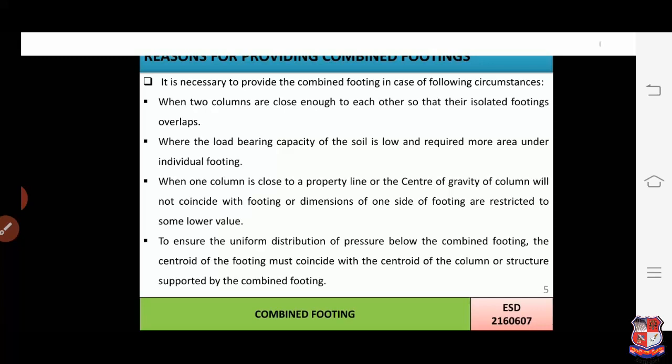And the last one, to ensure the uniform distribution of pressure below the combined footing, the centroid of footing must coincide with the centroid, or we can say CG, of the column or structure supported by the combined footing. Means in simple words, when we transfer the load from top to bottom, the CG of the load, that is from the superstructure, should meet the CG of the bottom support, that is footing. Okay.